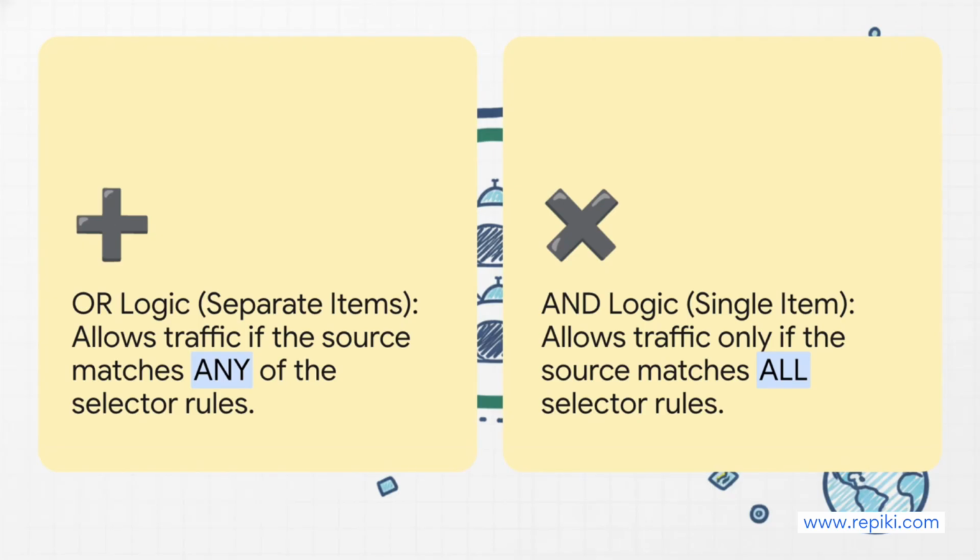Now, this is a little detail that trips people up all the time. It's about how the YAML is structured. See, if your rules are separate list items, it acts like an OR statement. Traffic gets through if it matches the first rule or the second rule. But if you put them in the same list item, it becomes an AND. Now, traffic is only allowed if it matches both conditions. Getting this wrong is probably one of the most common ways people accidentally create a security hole.